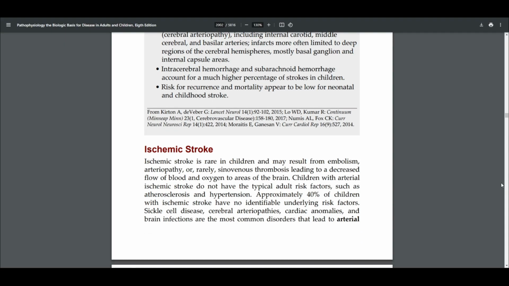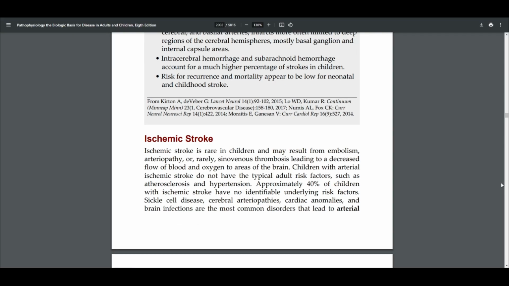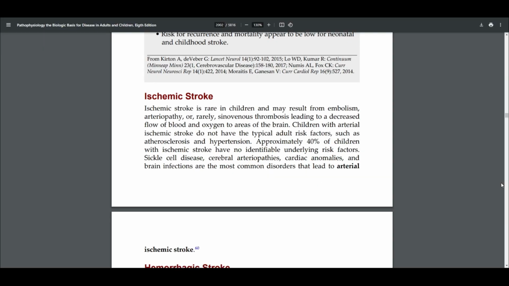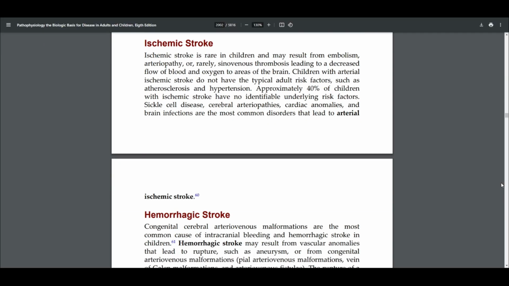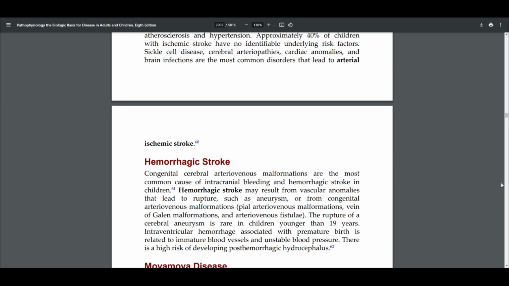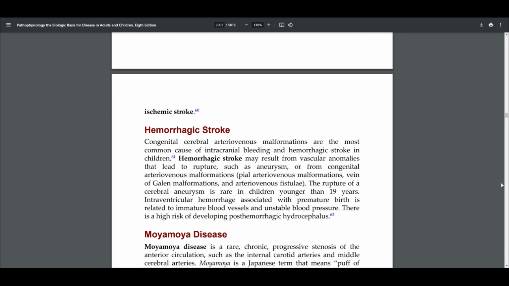Sickle cell disease, cerebral arteriopathies, cardiac anomalies, and brain infection are the most common disorders that lead to arterial ischemic strokes. Hemorrhagic strokes: congenital cerebral arteriovenous malformations are the most common cause of intracranial bleeding and hemorrhagic stroke in children. Hemorrhagic stroke may result from the vascular anomalies that lead to ruptures such as an aneurysm or from congenital arteriovenous malformations. The rupture of a cerebral aneurysm is rare in children younger than 19 years of age.